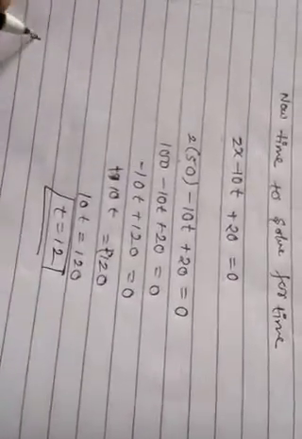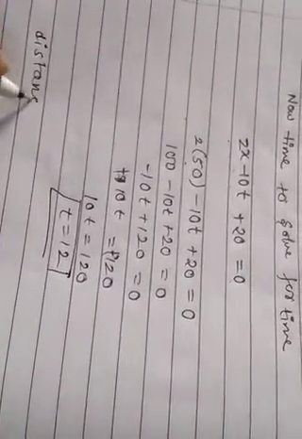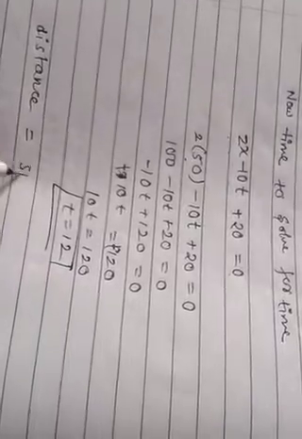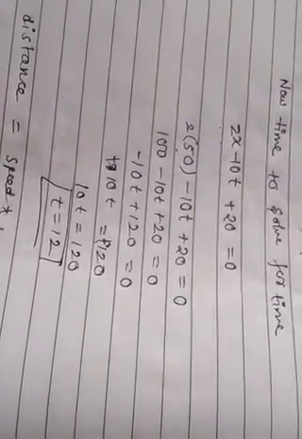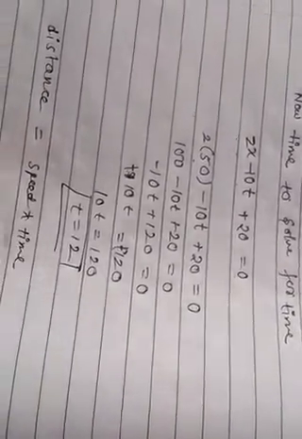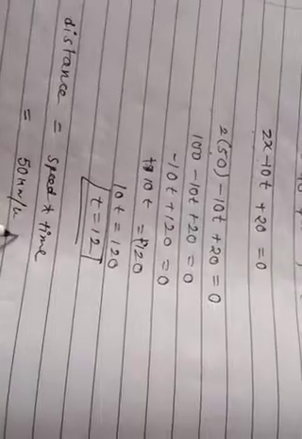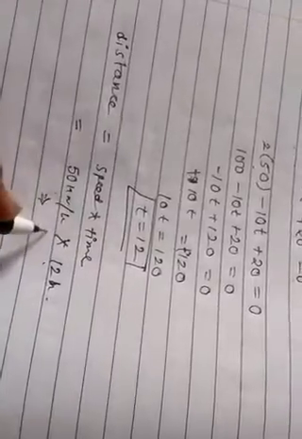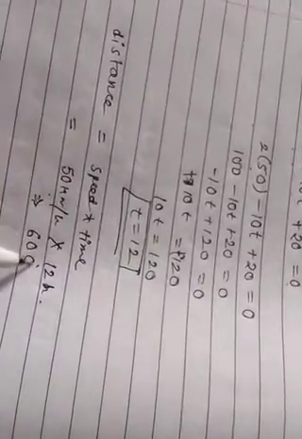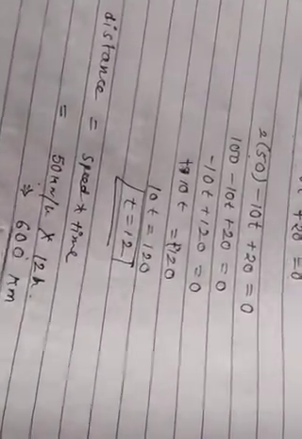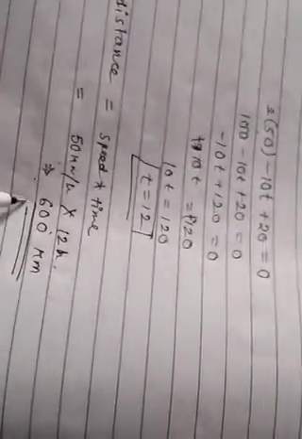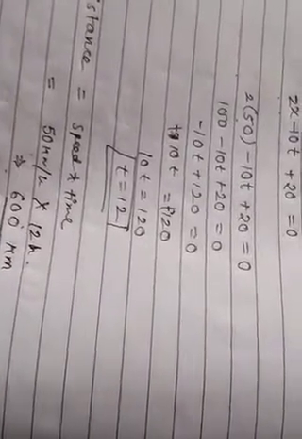So now distance equals speed into time. Our speed is 50 km per hour and time is 12 hours. So it will become 600 km. This is the distance covered by the train.